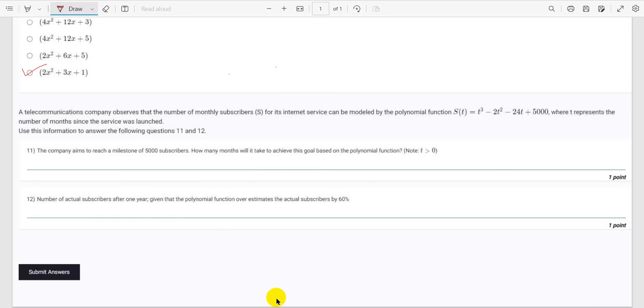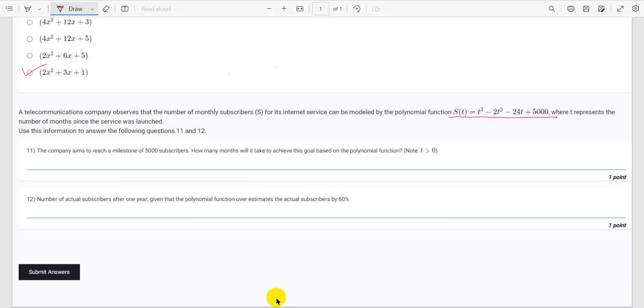Next one. A telecommunication company observed that the number of monthly subscribers for its internet service can be modeled by the polynomial function, where t represents the number of months since the service was launched. Using this information, we have to solve question number 11 and 12. Question number 11: the company aims to reach a milestone of 5,000 subscribers. How many months will it take to achieve this goal based on the polynomial function?